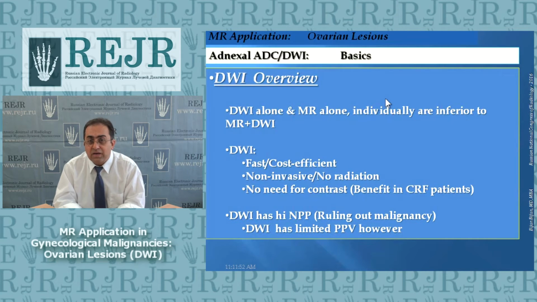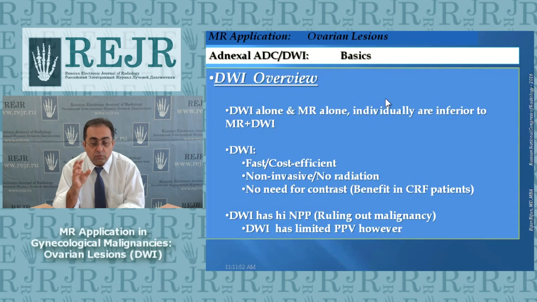DWI has a very high negative predictive value. This is very important. High negative predictive value means that you can rule out malignancy. Now, positive predictive value is not that good. It is very limited, but negative predictive value is something that we can market on.